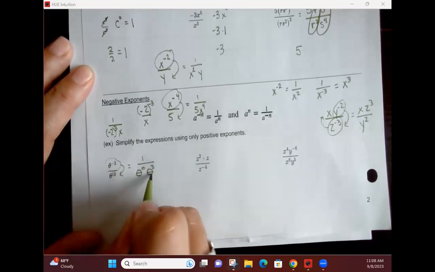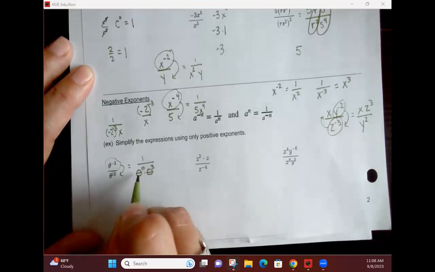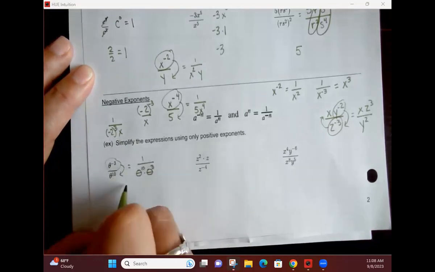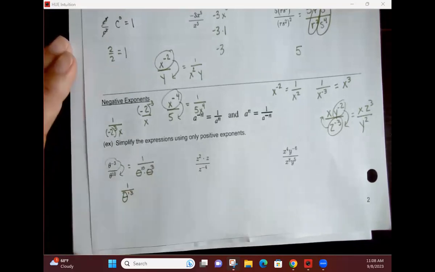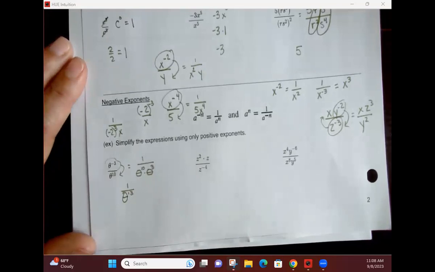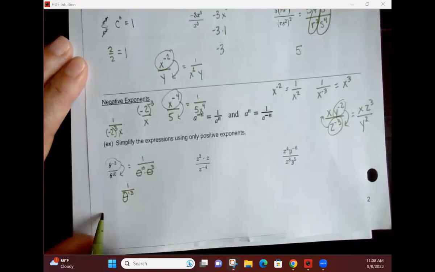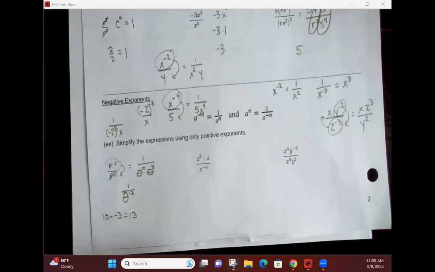And then since I'm on the same level here and we're multiplying things that have the same base, we add their exponents. This would be 1 over theta to the 13th power. You could also use the quotient rule here. If I'm using the quotient rule, it's big minus little. So 10 minus -3 would give me 13. And then it sticks where that bigger exponent was. So it would be 1 over theta to the 13th power. It would be exactly the same.